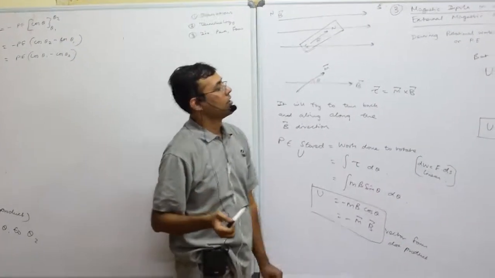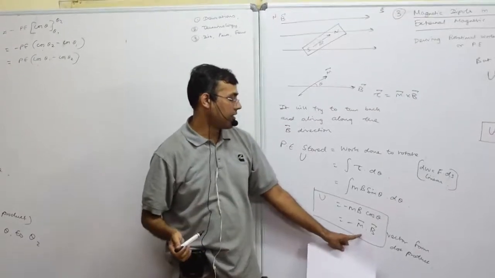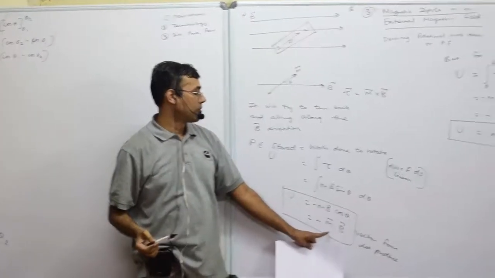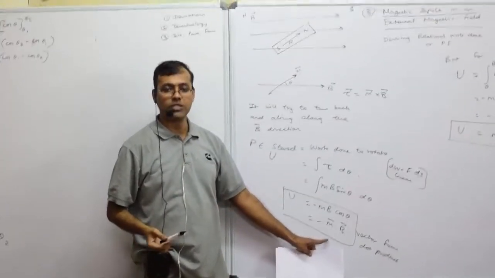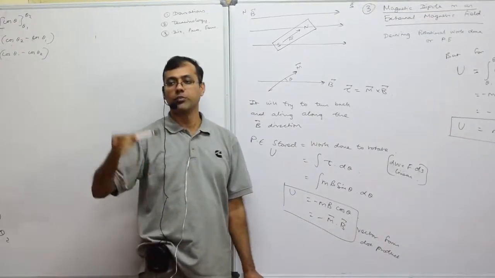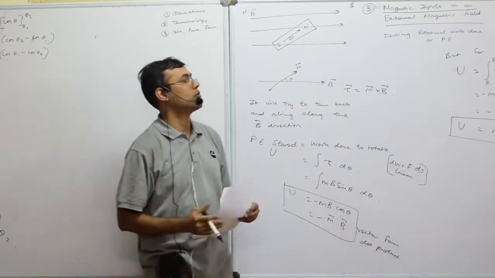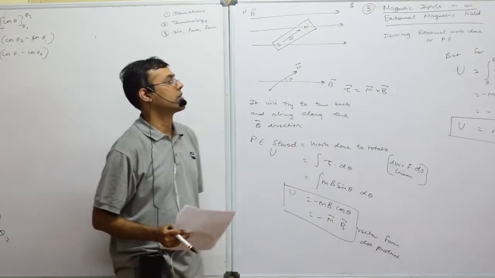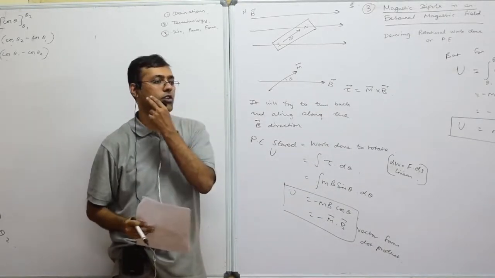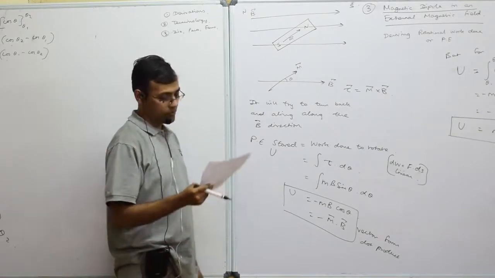So same thing. If you are moving it from the base, then it will be just like mgh. Whereas here it is mg h2 minus h1. That's all. It's the same thing. So you are moving it from certain angle to certain angle. So you will make use of all these things for your numericals.